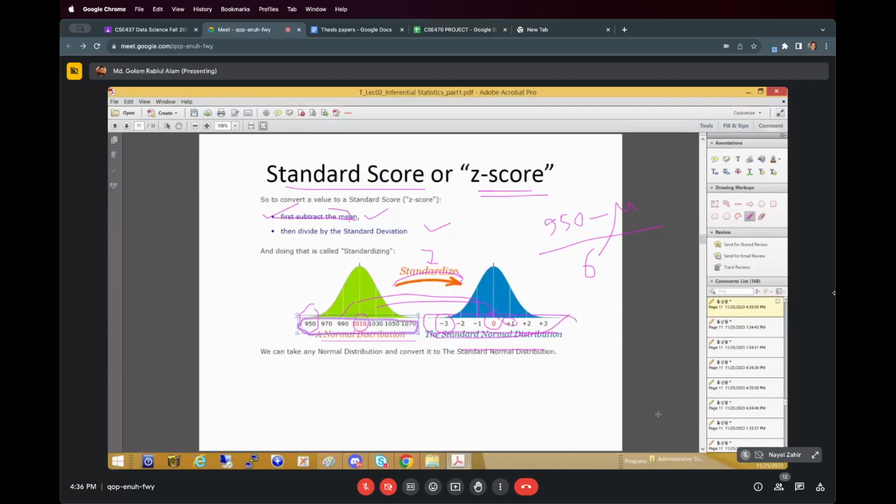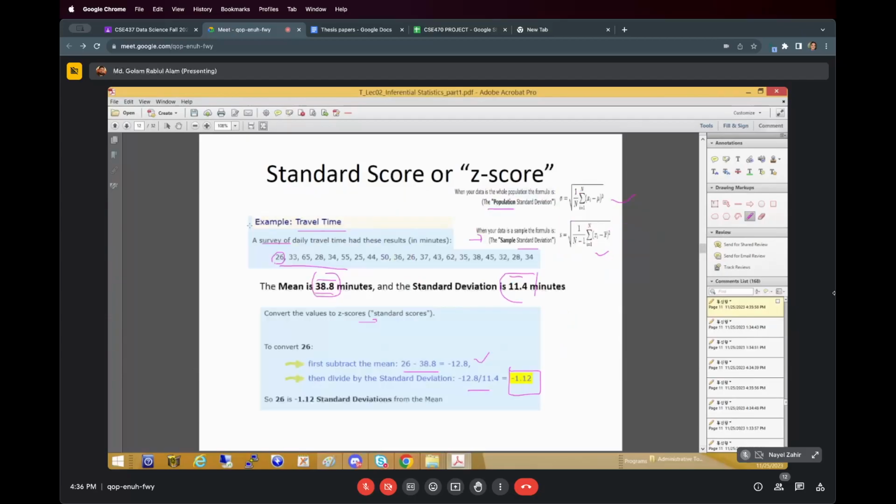Let's say we have a set of data, like here one example is travel time. We surveyed and collected the travel time of each and every person, maybe from home to university. Some of the students mentioned 26 minutes, some 33 minutes, 50 minutes, 62 minutes, and so on.